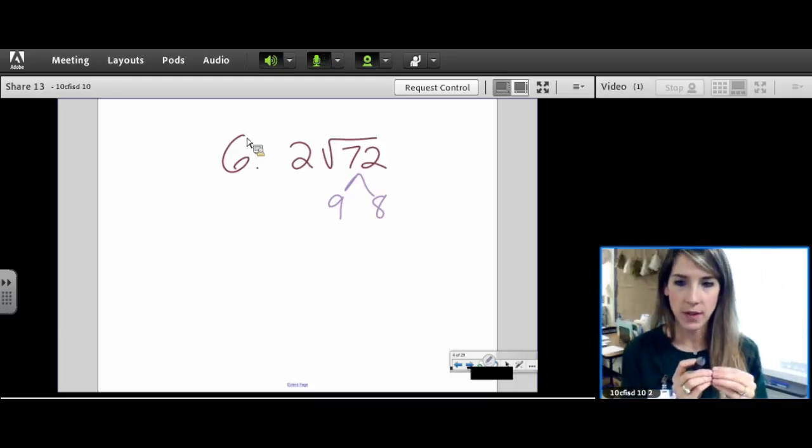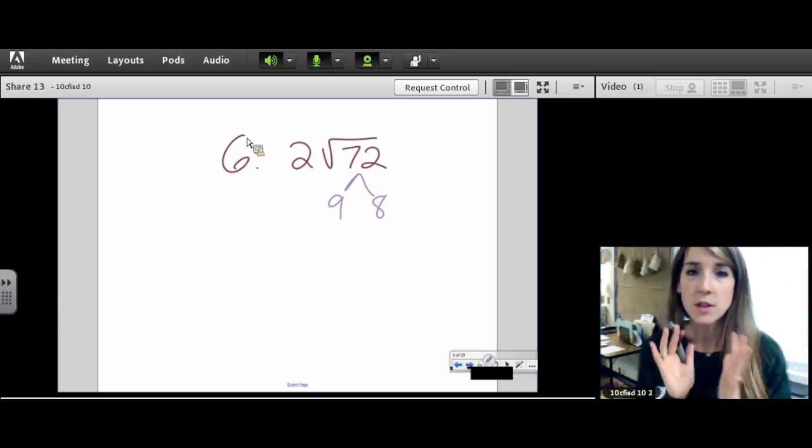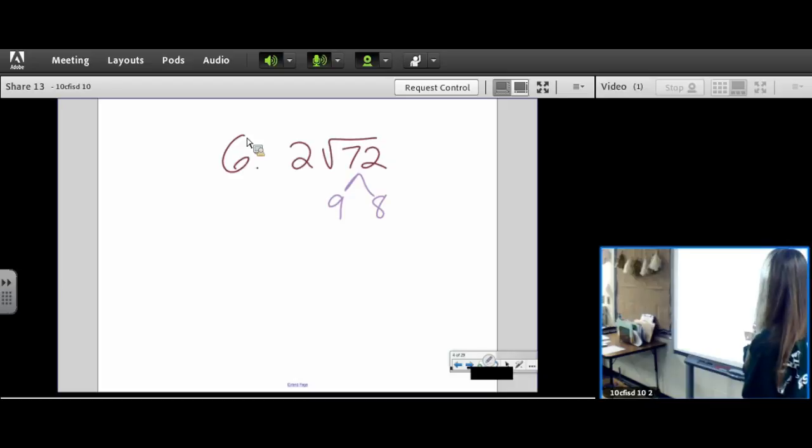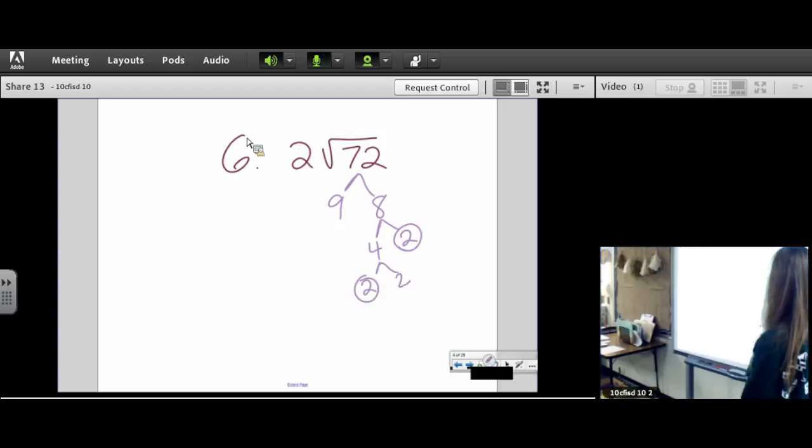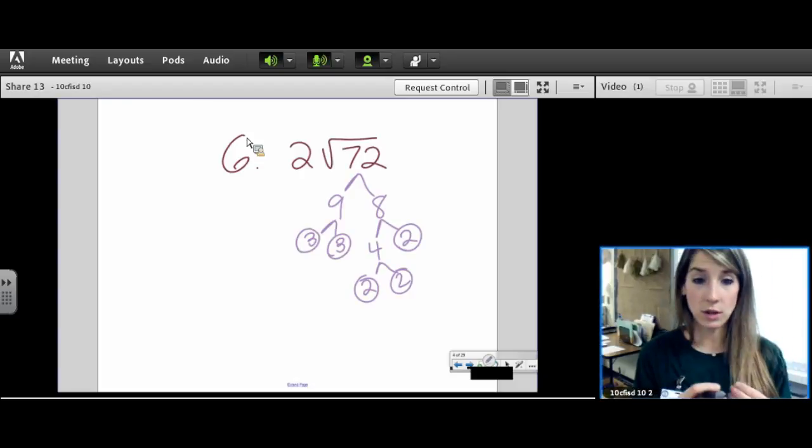Neither of those are prime, so we don't circle either of them. Neither of them are dead ends, so we keep going. Oh, I found a prime number. Keep going until you get to a dead end. When you get to a dead end, you circle it.